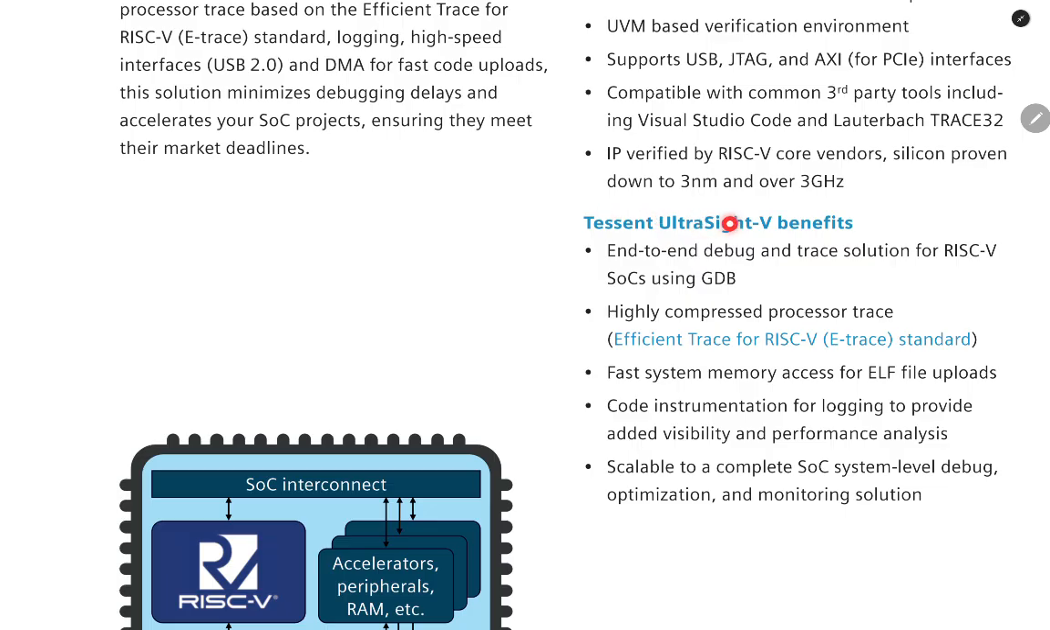Tessent UltraSight 5 benefits: an end-to-end debug and trace solution for RISC-V SoCs using GDB. Highly comprehensive processor trace, efficient trace for the RISC-V trace standard, fast system memory access for ELF file upload, and code instrumentation for logging to provide added visibility and performance analysis. Scalable to complete SoC system-level debug, optimization, and monitoring solutions.